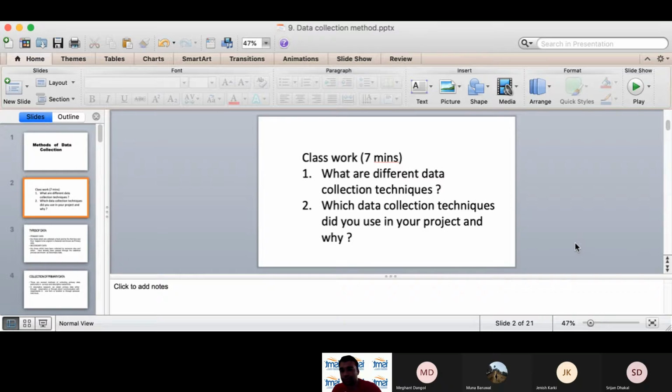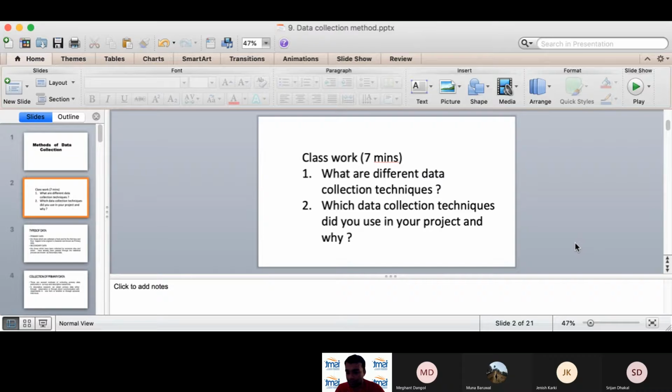Please take 7 minutes, and just list the different data collection techniques. Then write which data collection technique you used in your project and why. It might be a single data collection technique, or a combination of more than one that you have used in your project. I'm talking about techniques, and why you chose that particular technique in your project.